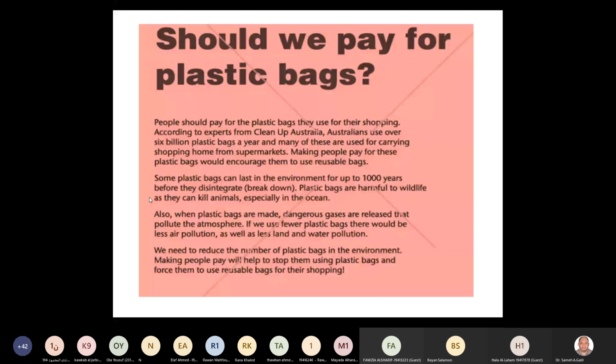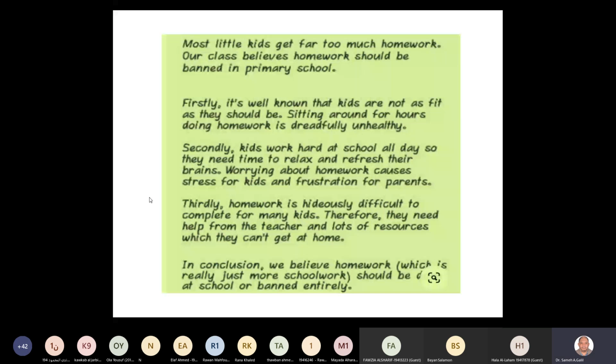Okay. Read this, and I'll give you 2 minutes for that. Go ahead. Read this piece of writing, and I'll also read along.